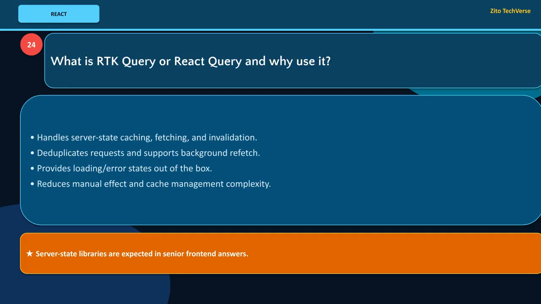24th. Why use RTK Query or React Query? These libraries automate server state management. They handle caching, background fetching, and deduplication of requests, and provide built-in loading and error states. They significantly reduce the manual effort required to manage cache and effects in a component.